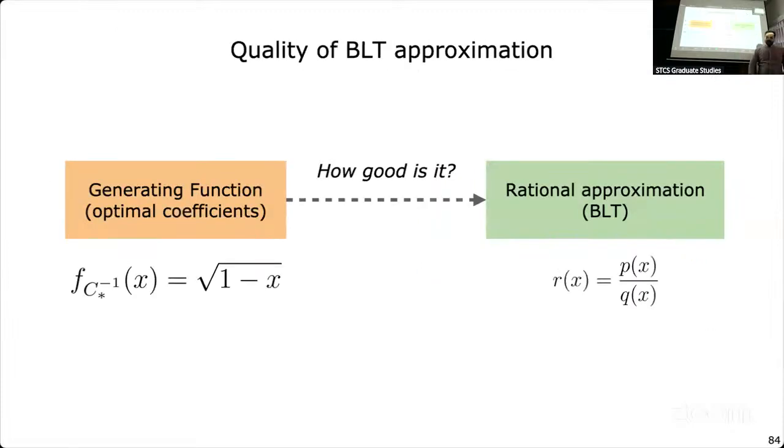Having said all this, the problem we want to solve is, we started with this square root of 1 minus x function, and we want to approximate it with a rational function because that's what our BLT coefficients give us, right? That's what we are finally after. And the key is to connect this approximation quality to our max loss that we actually care about in differential privacy.